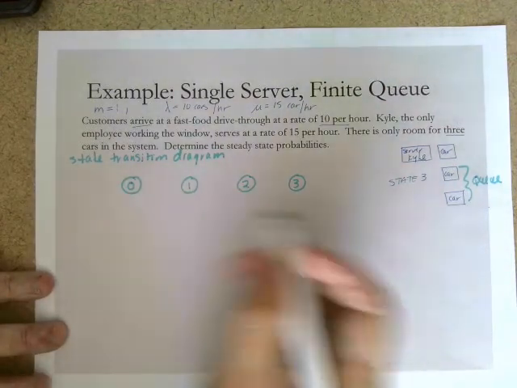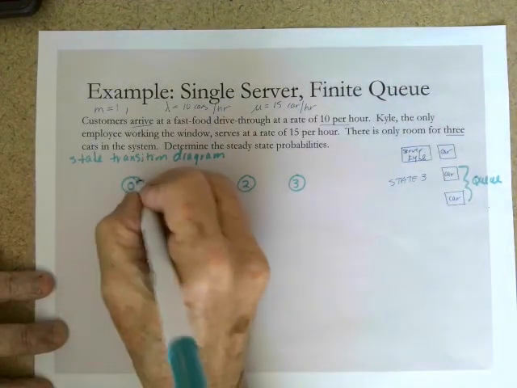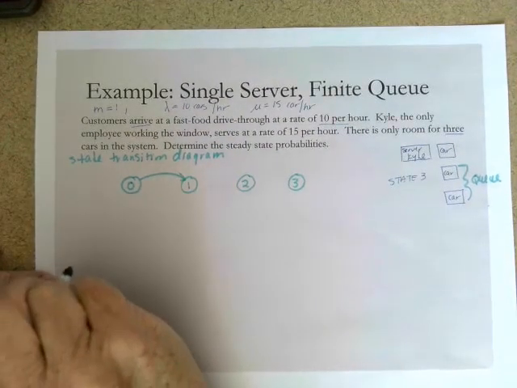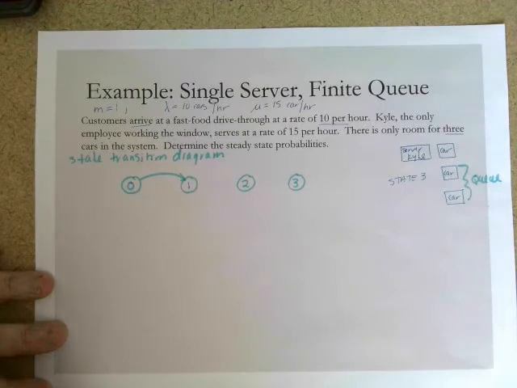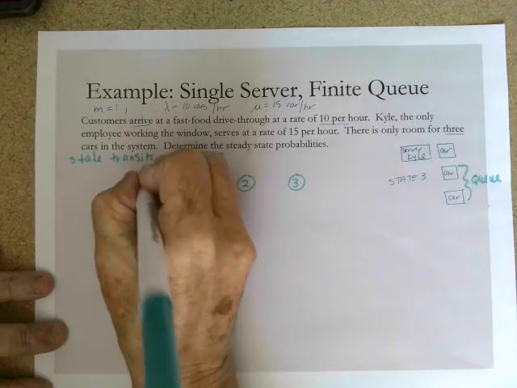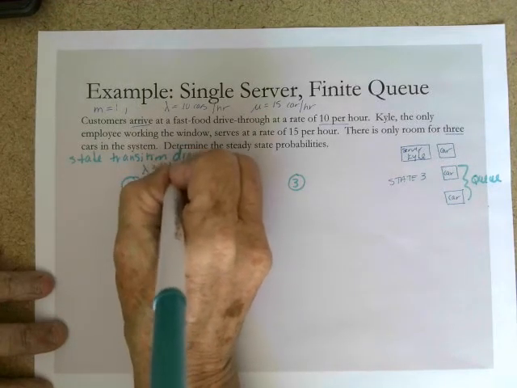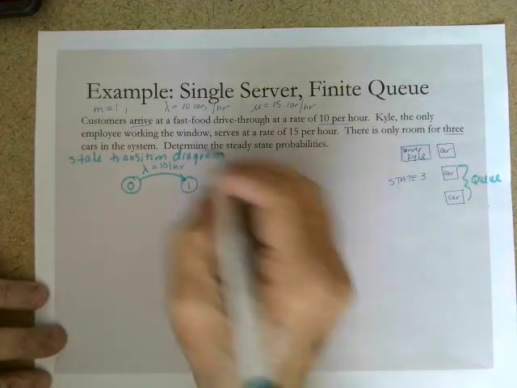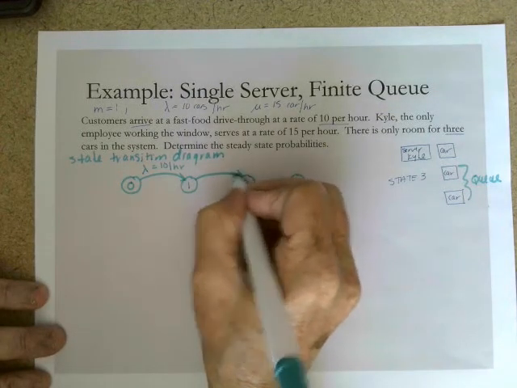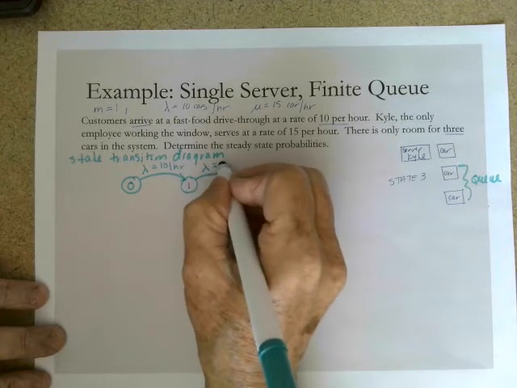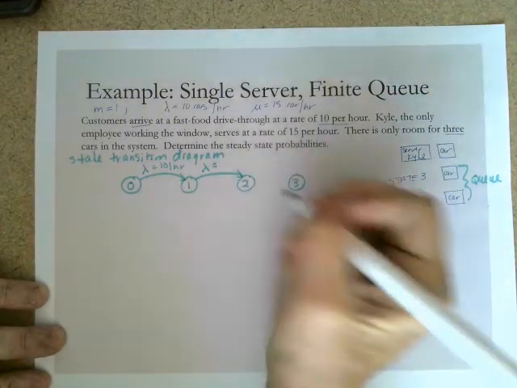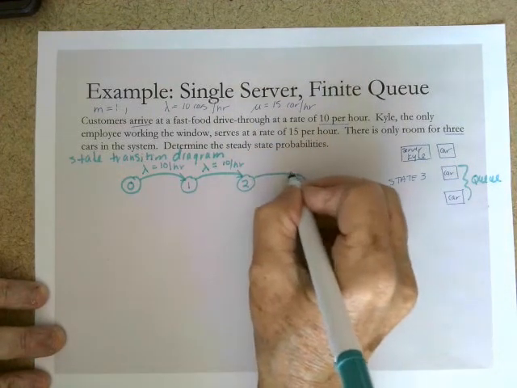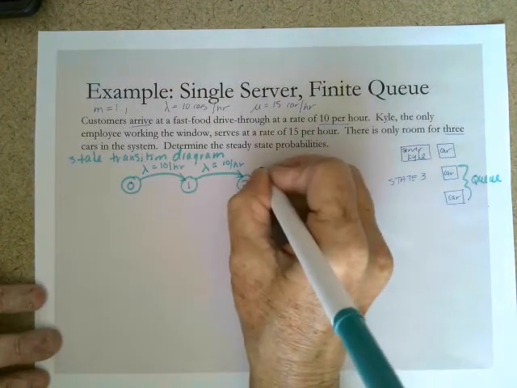So now we're just going to draw my birth and death process here. I will move from nobody in the system to 1 car in the system at a rate of 10 cars per hour. So I'm just going to write lambda equals 10 per hour here because I'm running out of space. And then I go from 1 to 2 cars in the system at that same rate. So all of my lambdas on the top arcs of this state transition diagram are going to be the rate of lambda, 10 per hour.